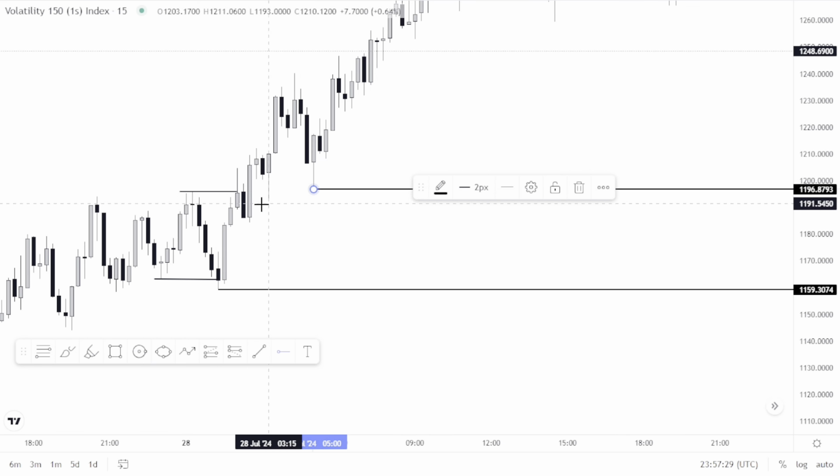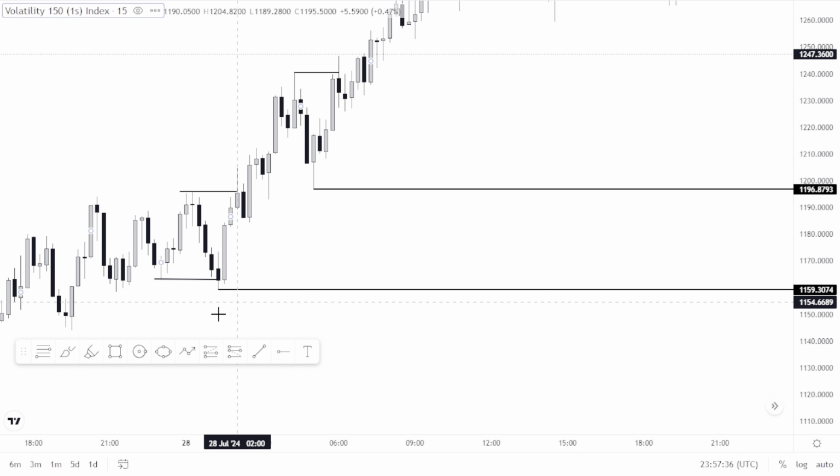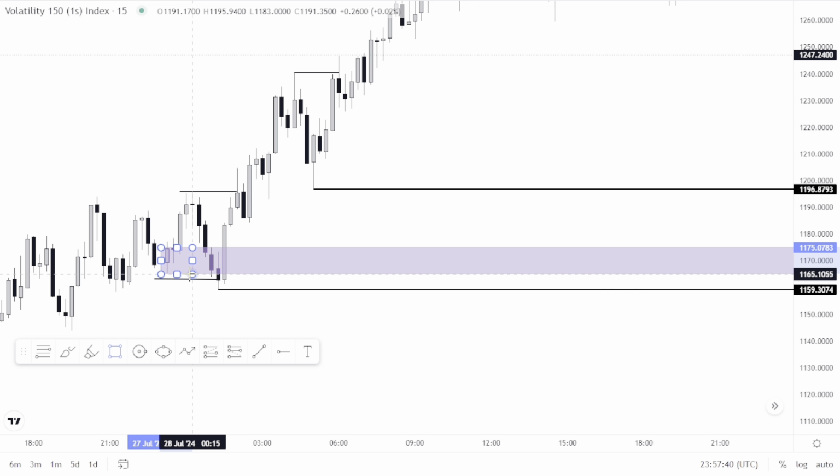Okay, this becomes our structural liquidity. And do we have a second break of structure? Yes. All right, so now we're just going to go ahead and mark our POI. Our POI should be here. Okay, this should be our POI, right?